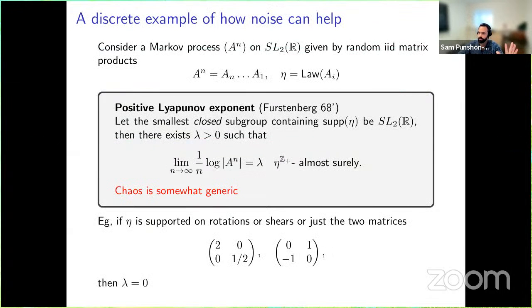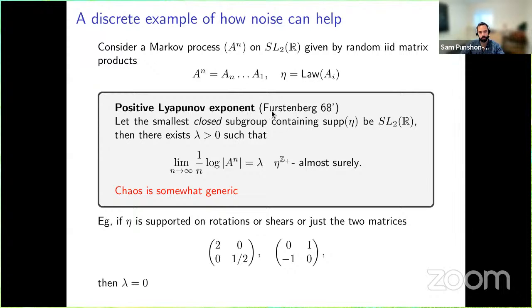Okay, now let me just give you a really simple discrete example to see how this might work. So let's consider a Markov process on the space of determinant one matrices in 2 dimensions, given by IID matrix products. Take eta to be a law on SL2, and we randomly IID sample these matrices, take a product of n matrices, and define this to be a superscript n. This is a Markov process on this Lie group.